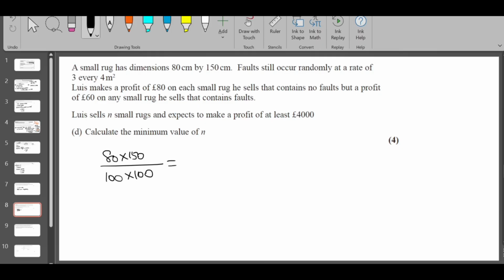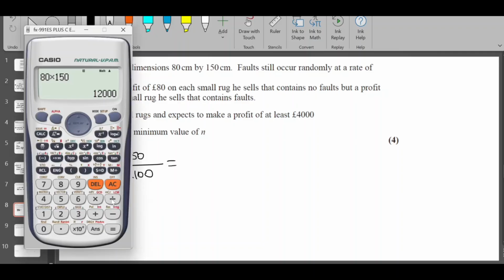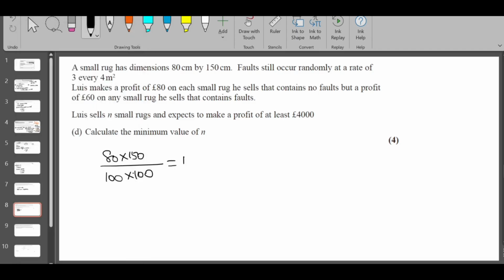Because everything is given in meter. So let's calculate this. 12,000 divided by 100 times 100, you're going to get 1.2 meter square. That's the size of the rug. Faults still occur randomly at a rate of 3 per every 4 meter square. Louis makes a profit of 80 pound on a small rug that he sells containing no faults.